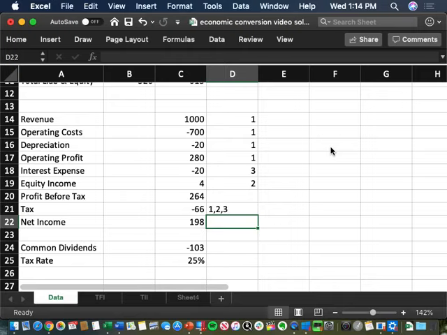Who's that go to? Operating, non-operating, debt, equity. Yeah. Same thing, operating. Goes to a 4. Net income goes to the shareholders. That's 4. That's equity.